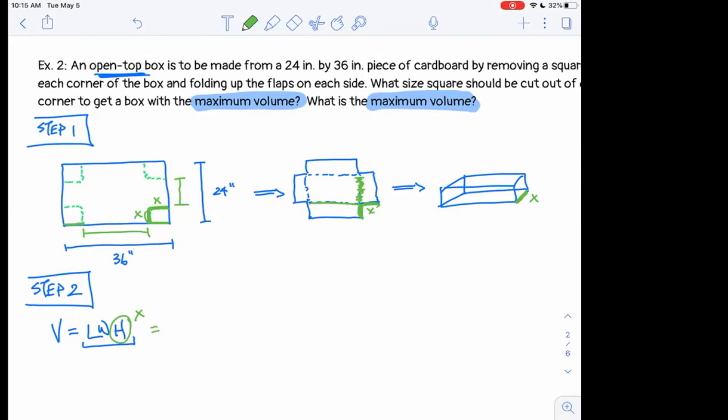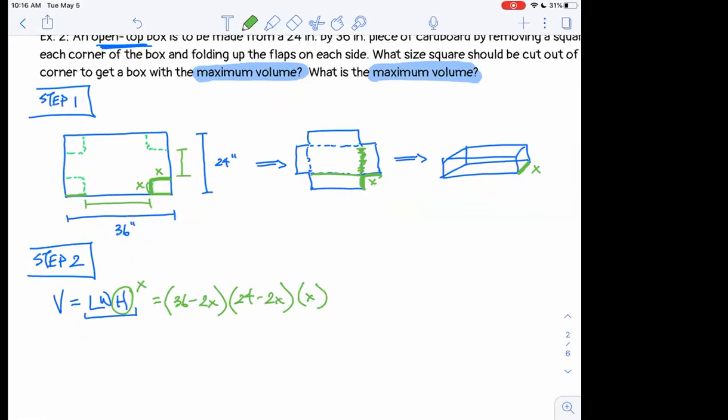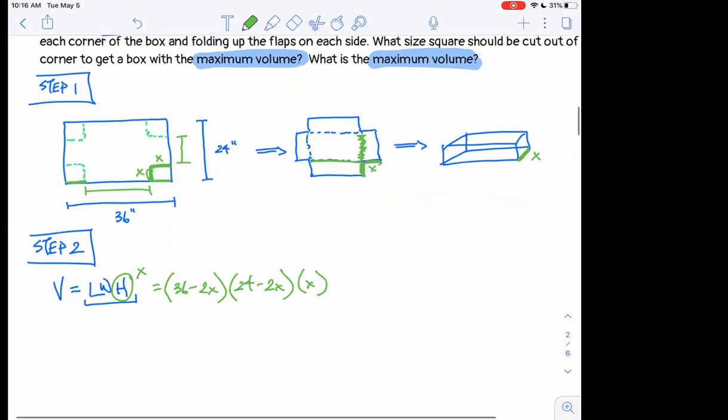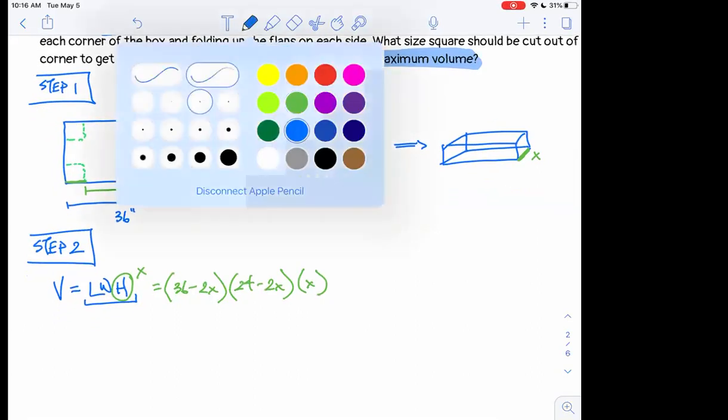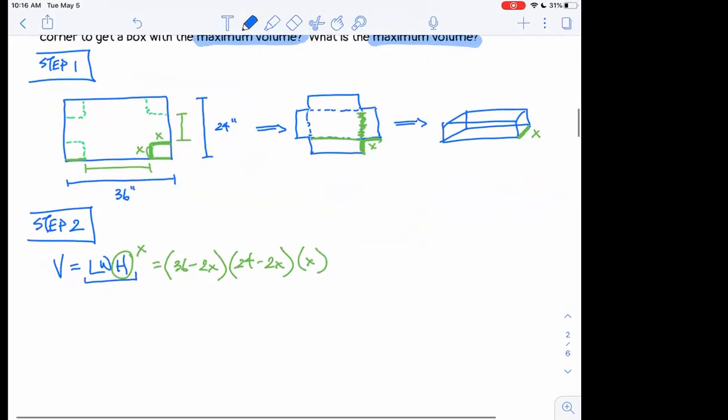So now I can write the entire volume equation in terms of x. So for length, we'll say 36 minus 2x. For the width, we'll say 24 minus 2x. And for the height, we'll just say x. All right. Questions on how we got the formula to all be in terms of x?